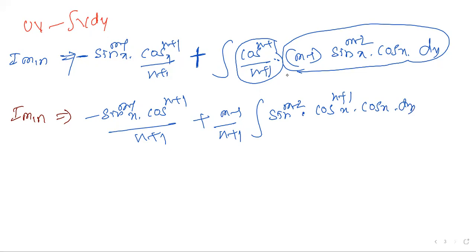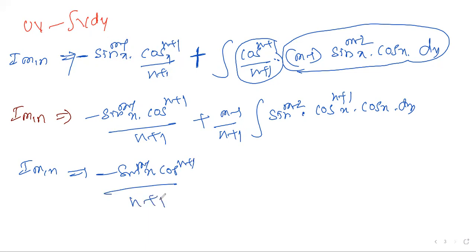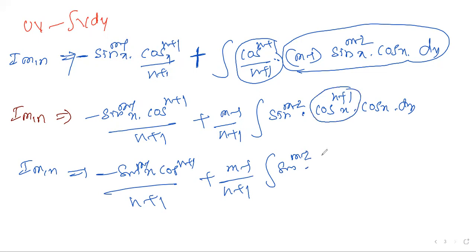Clear? Next continuation: I(m, n) is equal to minus sin^(m-1) x into cos^(n+1) x by (n+1), with no need to change any of these things, plus (m-1) by (n+1) into the integration of sin^(m-2) x. This cos^(n+1) x I'll write by splitting into cos^n x into cos x. Here one cos x is already available. This is copied as is.